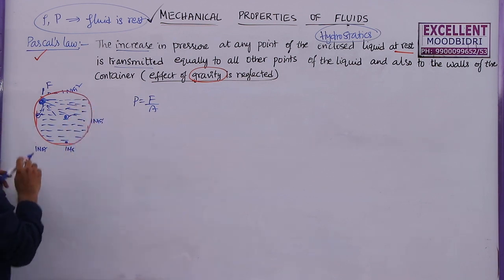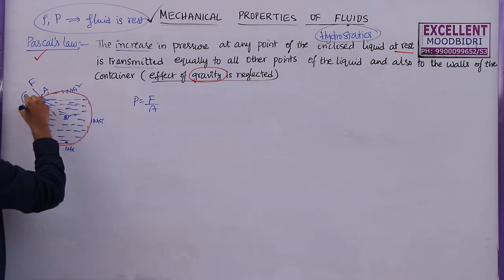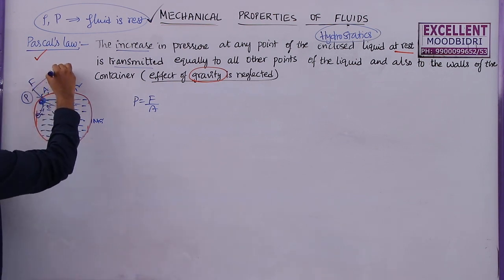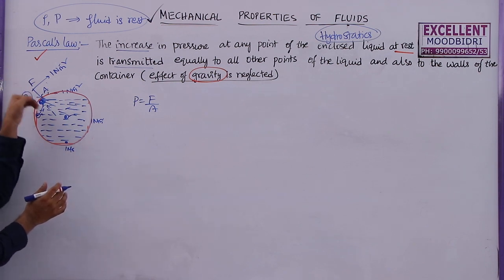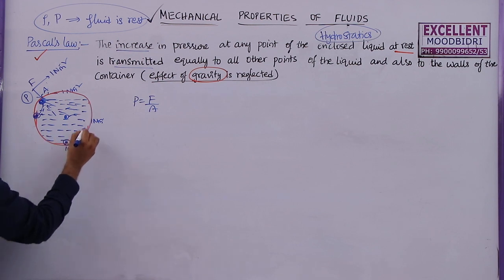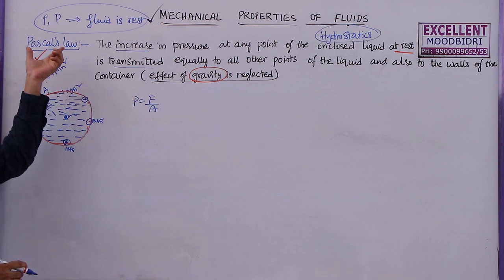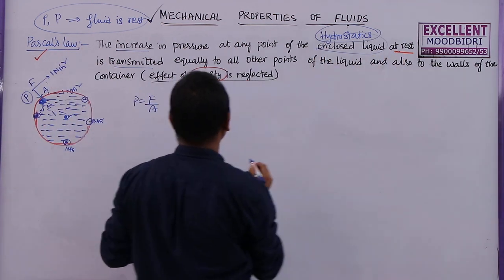Now, if you apply some force perpendicular to the surface of the balloon on a particular area, the pressure P is equal to F by A. Let us say this pressure is exactly equal to 1 Newton per meter square. If you press it, that means I am increasing pressure there. So the increase in pressure is 1 Newton per meter square here, here, and here. So Pascal's law can be applied for an enclosed liquid which is at rest.